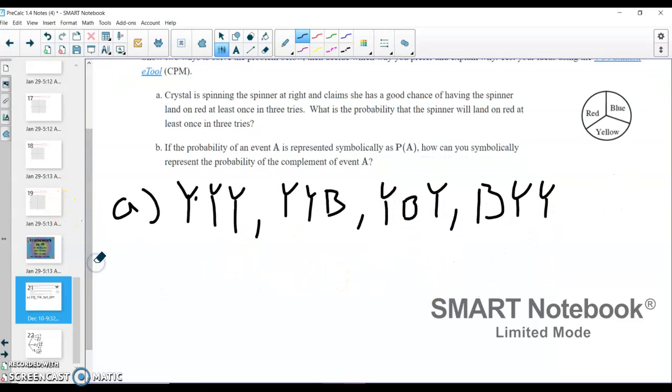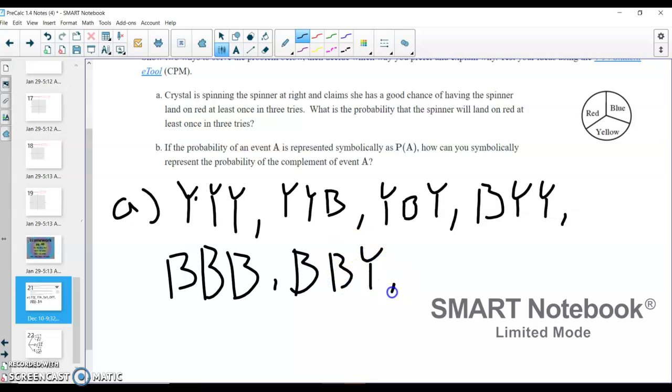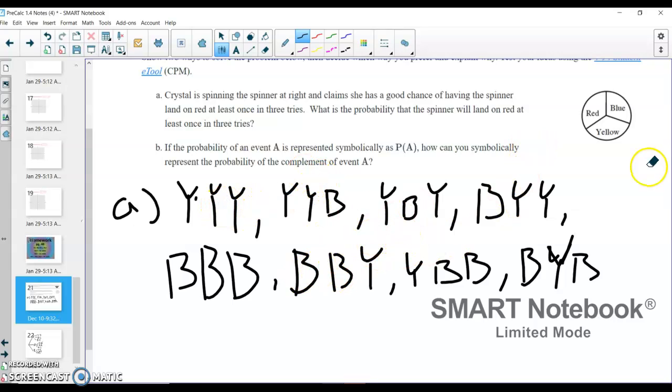Let's see if we can think of some more combinations that may not have a red in them. So maybe blue, blue, blue. That doesn't have a red. Maybe blue, blue, yellow. Maybe yellow, blue, blue. And then maybe a blue, yellow, blue. It's supposed to be a Y there, sorry. Okay, and I think that's it. I can't think of another possible combination that doesn't have a red in it. So there are 1, 2, 3, 4, 5, 6, 7, 8 events where you don't land on a red.